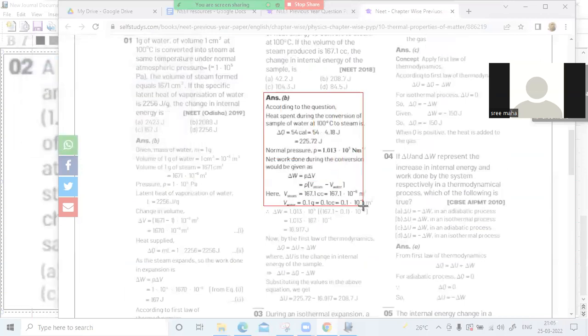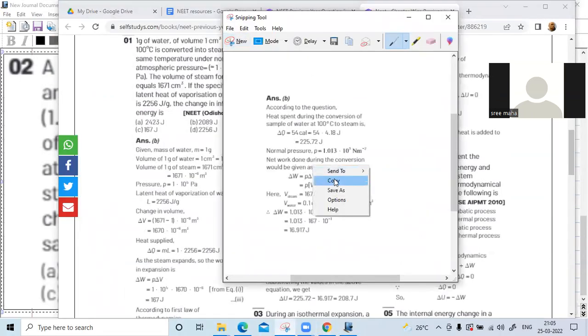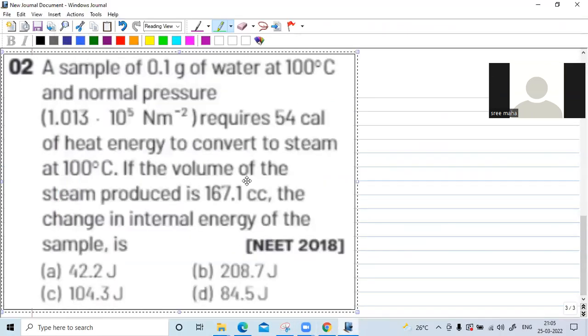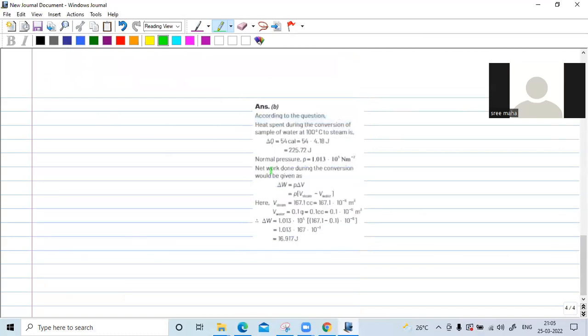But these sort of things we can't do in a single minute, sir. It will take more time. Once the same question comes in the exam, you should be able to do it quickly because they have repeated it. It came in 2019 and 2018.